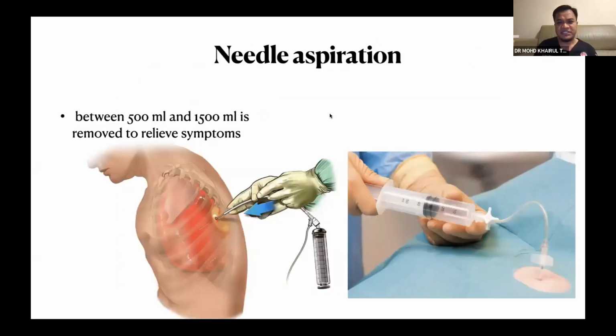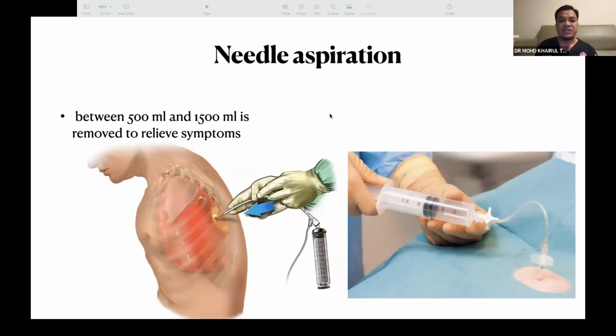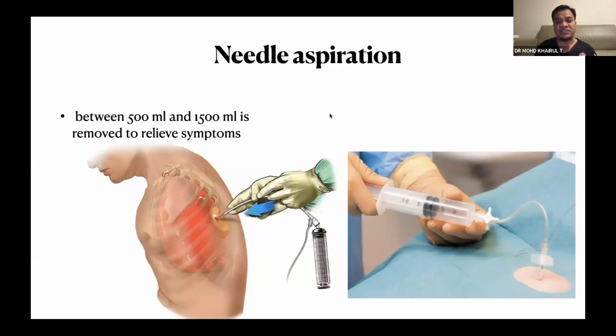So what is actually needle aspiration? Needle aspiration is a quite simple procedure. Usually it can be done at bedside. It's an aseptic procedure. You can just put in a needle using a standard branula. Usually what we use here is a green branula, and then connect it to a 3-way, and you aspirate between 500 to 1,500.